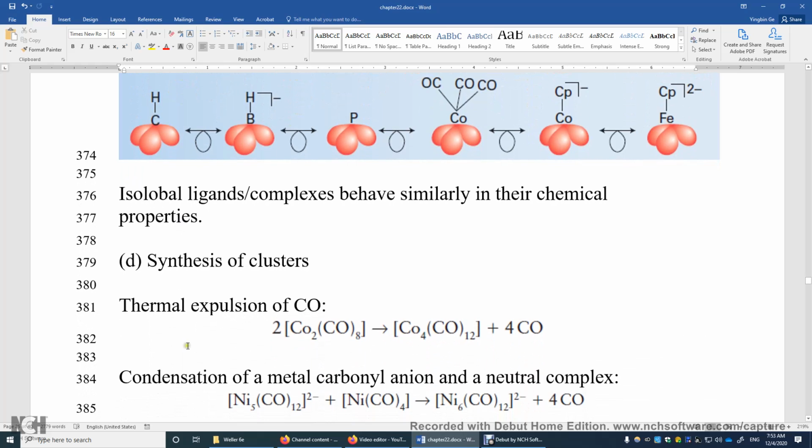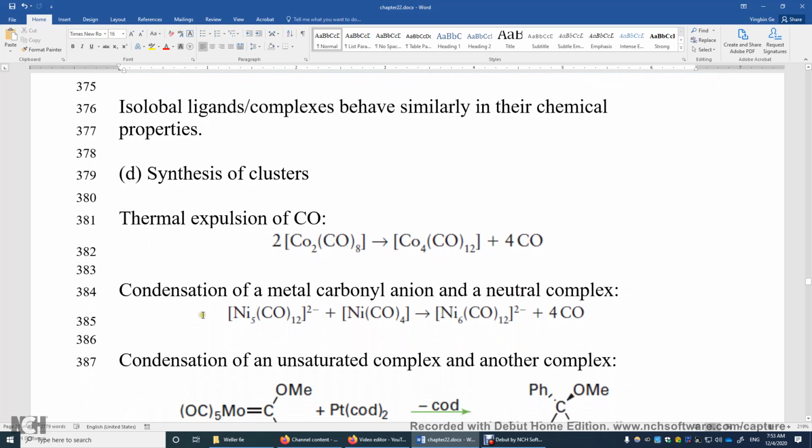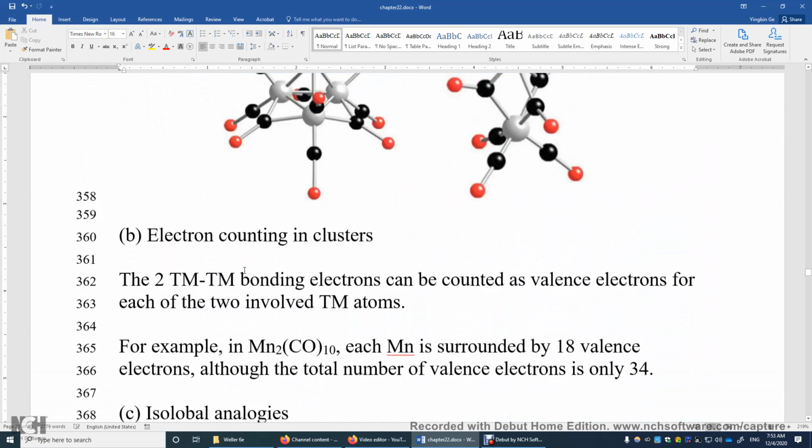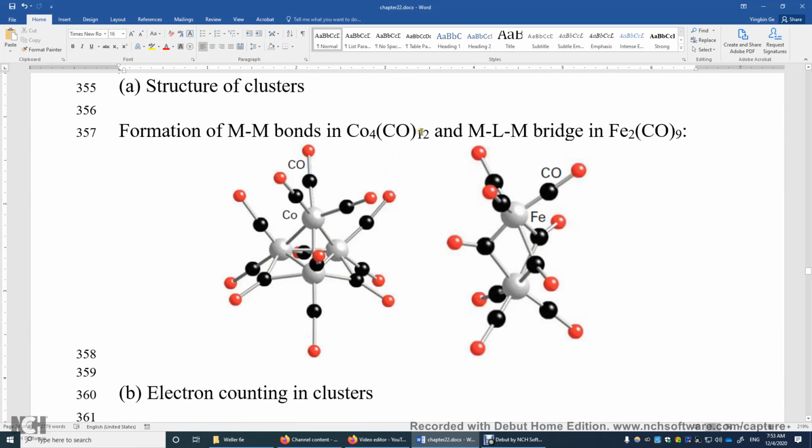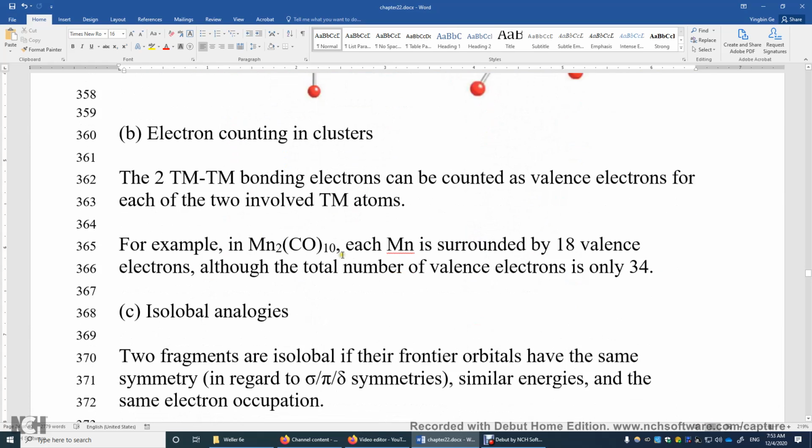Subsection D, synthesis of clusters. We can make clusters by thermal expulsion, condensation of a metal carbonyl anion and a neutral complex, condensation of an unsaturated complex and another complex, etc. Here are a few examples. Over here, you have two of these complexes, and then they can remove 4 carbonyl ligands and form a larger cluster here. I showed you the structure of this cluster before. I think it's right here. 4 cobalt, 12 carbonyl ligands.